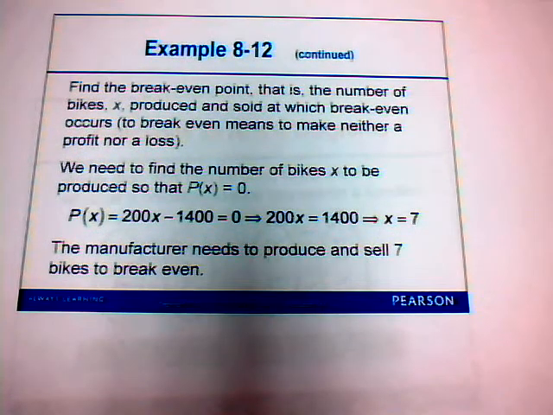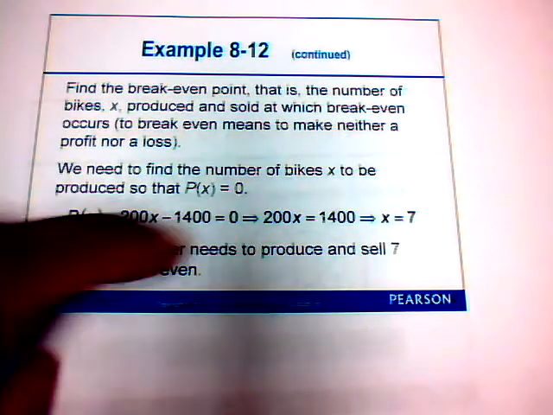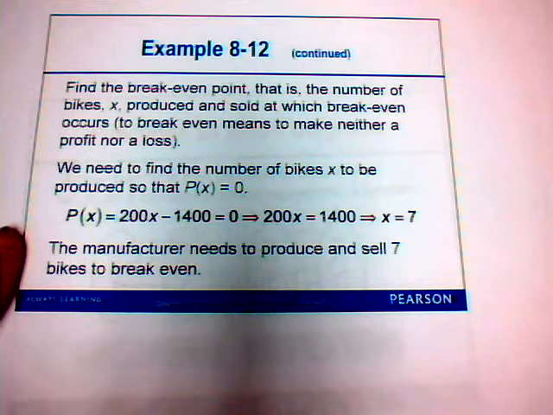Okay, we want to find the break-even point. That is the number of bikes, which is X, produced and sold, at which break-even occurs. So break-even means to make neither a profit nor a loss. That means we need to find the number of bikes, which is X, to be produced so that P of X is equal to 0. That means no profit, no loss.